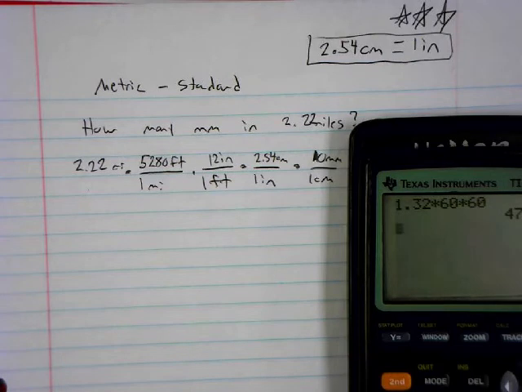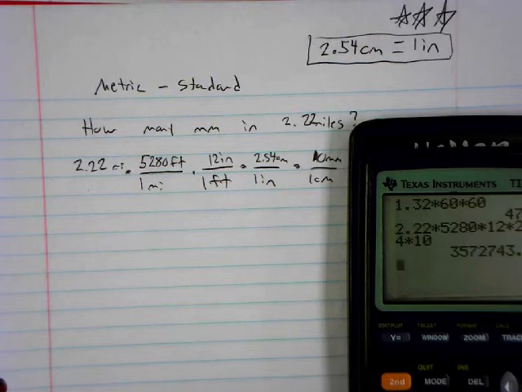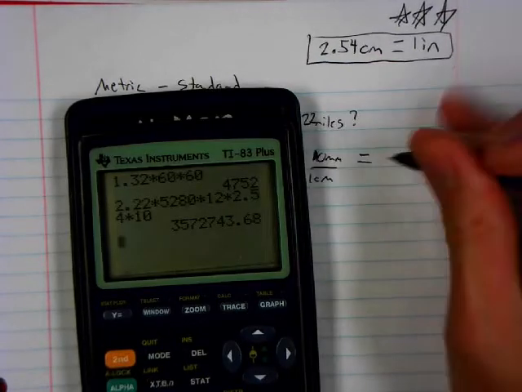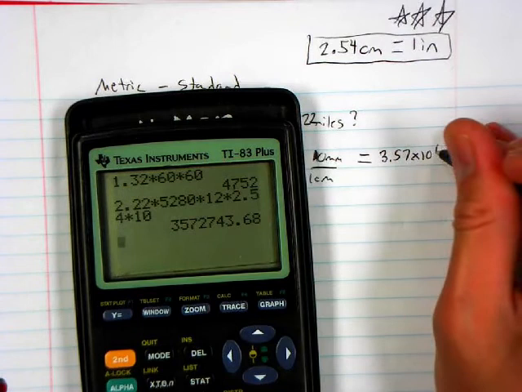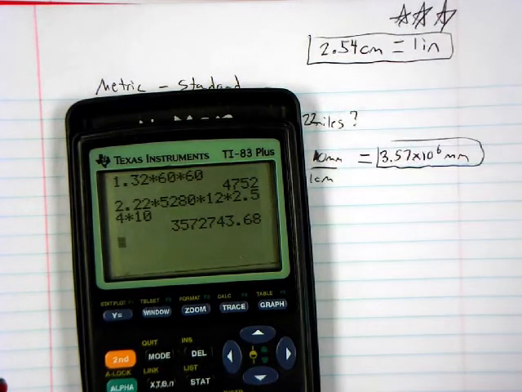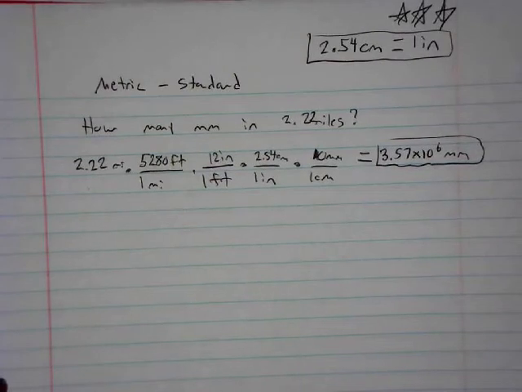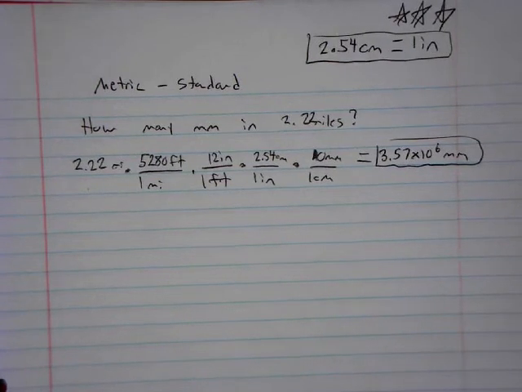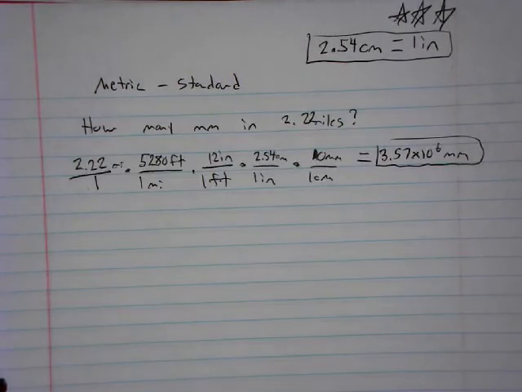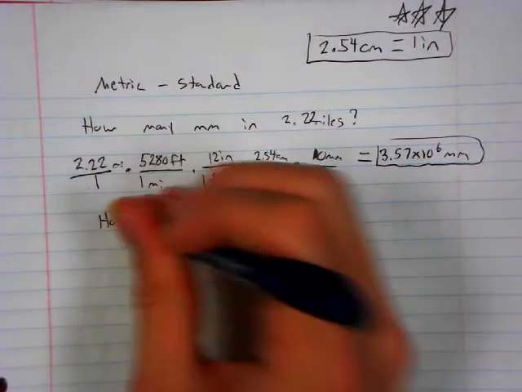My answer should have 3 sig digs. So I'm going to multiply 2.22 times 5280 times 12 times 2.54 times 10. I've got a big number. I can only have 3 sig digs, so I'm going to have to put this into scientific notation or have a bunch of zeros. Put it in scientific notation though. So this gives me 3.57 times 10 to the 6 millimeters. Also think about your answers and figure out if they make sense. All right? I'm going from miles to millimeters, so this should be a massive number. But at this point, we haven't divided by anything on the bottom because these have all just been 1 dimension. They've all been over 1.